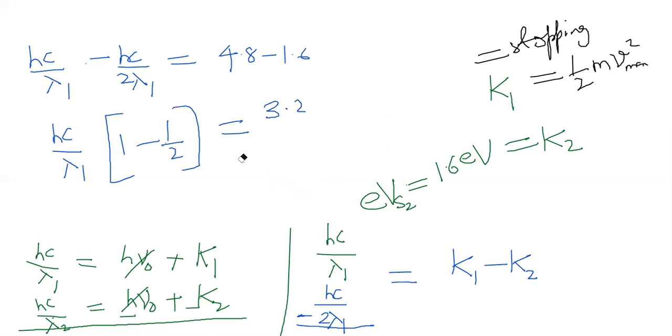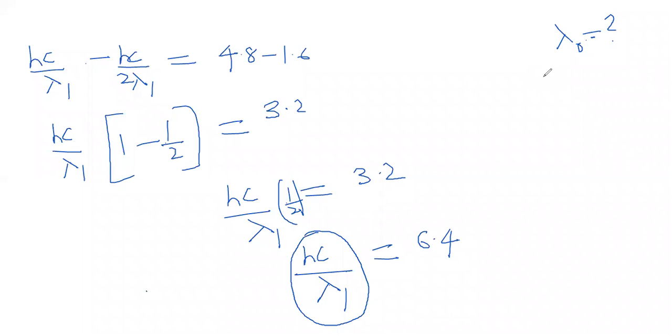Now what do we need? We need HC by lambda. We know the value of HC and everything. We have to substitute, that's all. What we have found out is HC by lambda 1. What we have to find out is lambda naught. How do you find lambda naught? Substitute this value in equation 1 or 2. Any equation you can substitute. This is equation number 3, right? Substitute this in either equation to find out lambda naught, because we have to find out the threshold wavelength of the surface they are asking about.